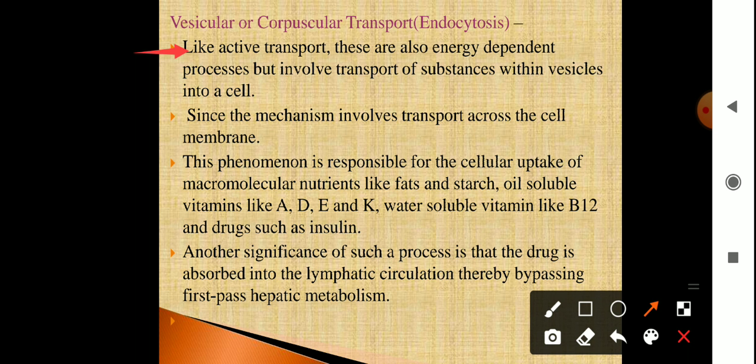That means it is responsible for the uptake of macromolecular nutrients like fats, starch, oil soluble vitamins like A, D, E, K, and water soluble vitamins like B12, and drugs such as insulin. These all can be taken up by corpuscular transport or endocytosis. Another significance of this process is that the drug is absorbed into the lymphatic circulation, thereby bypassing the first pass hepatic metabolism.